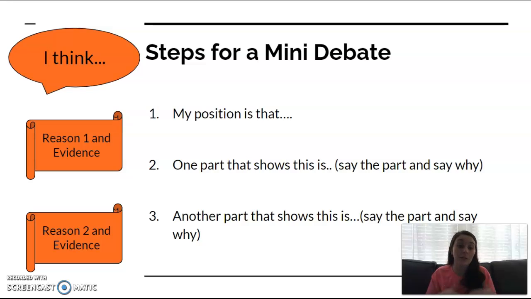Okay? Then you have to explain it. You can't just say, well, I think the red car is cool because it's red. You have to explain yourself and say, well, red shows power. The color red is power. Okay? Then you have to provide a second reason. A good debate has at least two reasons why you believe in that. Okay? And again, you have to provide evidence.